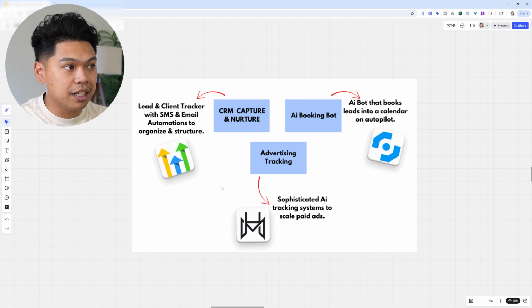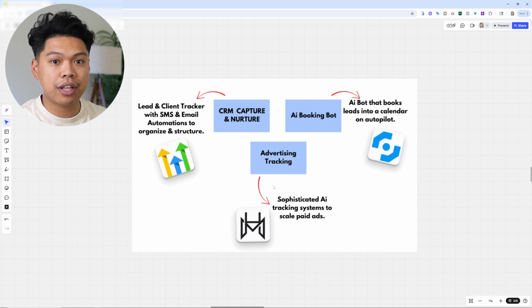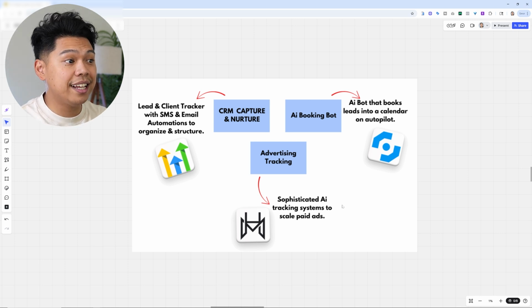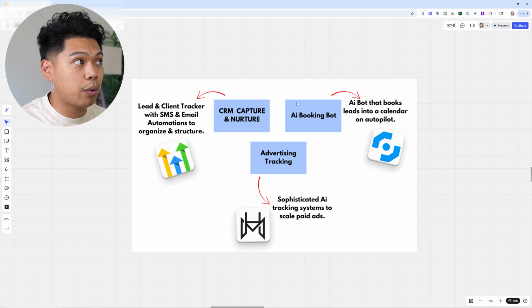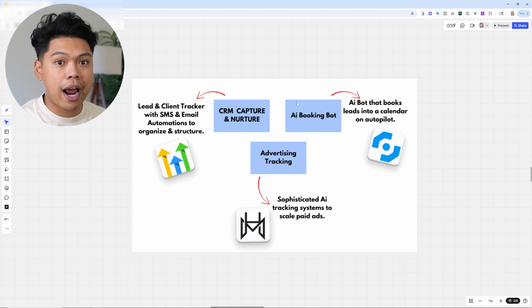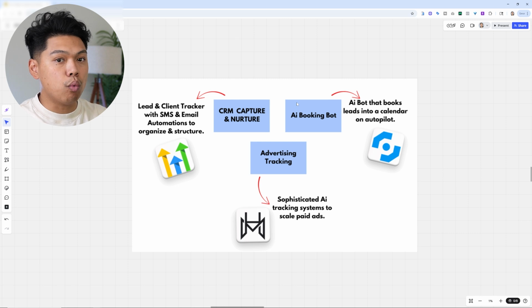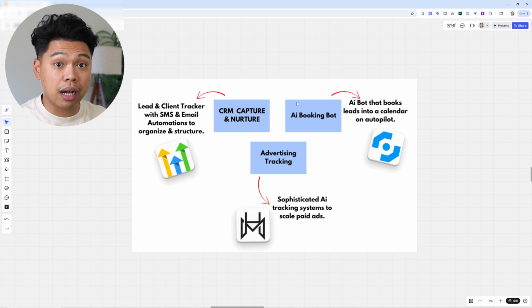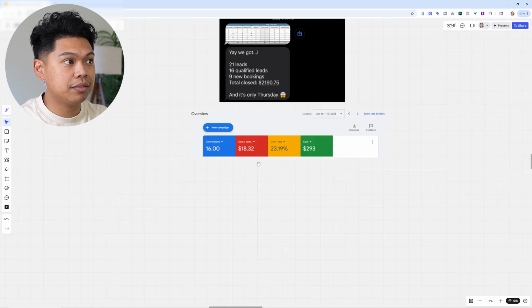And then the last piece, to optimize the ads and make sure that we're not wasting money, is Hyros. This is a sophisticated AI tracking system to scale your paid ads. These are all the softwares we need to be able to track lead conversions and where the leads are actually coming from. And again, I'm going to show you guys in a bit a walkthrough of one of our clients that we did to optimize and get those results that you just saw above.